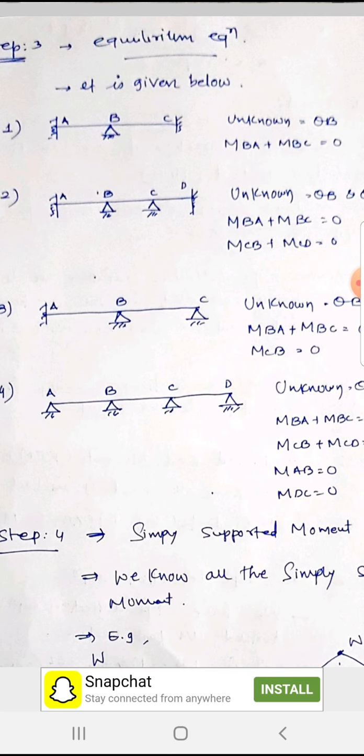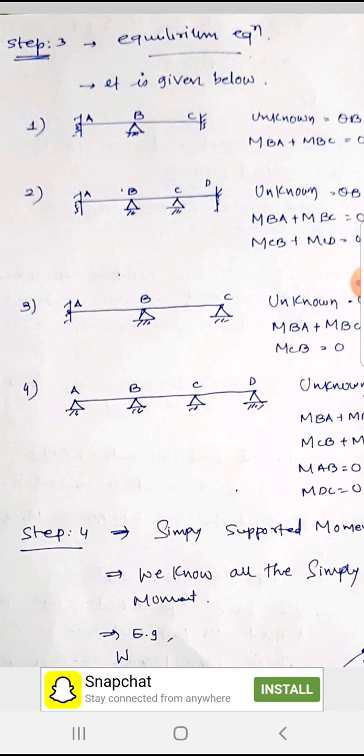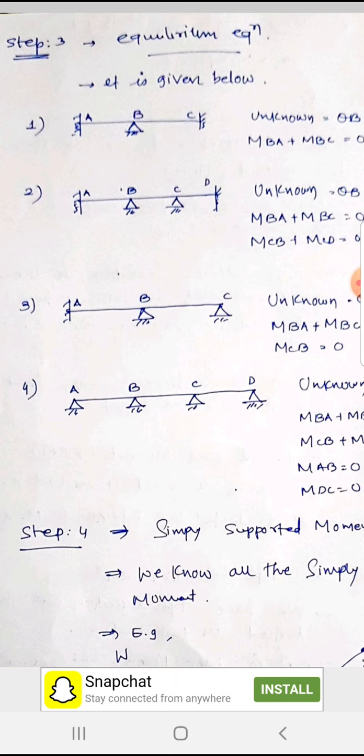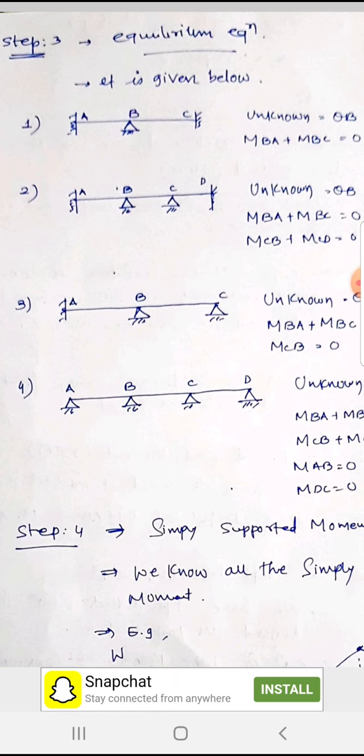Here we have a simple thing to memorize this. If there is a simple support, then we must take the moment at that joint equal to 0. If it is continuous, meaning that joint is connected with two spans, then the sum of those two span moments is equal to 0.